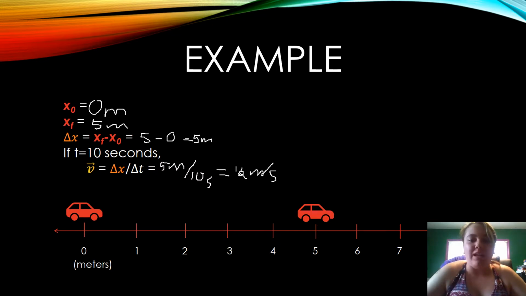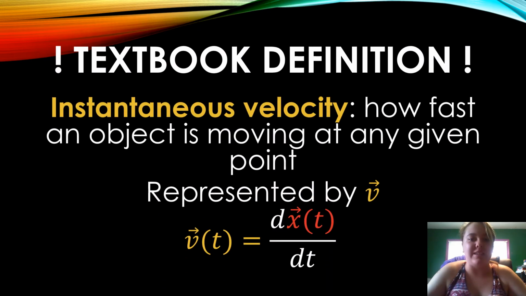But now if we think about it, it's highly unlikely that car was going exactly 1/2 meter per second for the entire 10 seconds. What if we want to know how fast the car was going when it was at 3 meters? In that situation, we would want the instantaneous velocity, which is how fast an object is moving at a given point in time. And it's represented by v with this arrow on top. The arrow indicates that it is a vector. And vectors have to be treated specially mathematically because they have both a magnitude and a direction. So you always must include a direction in your answer for velocity.